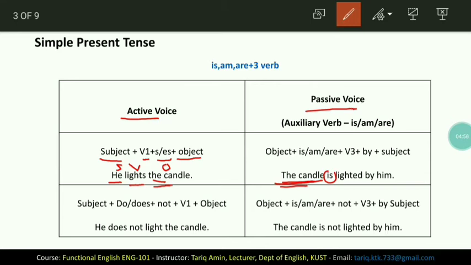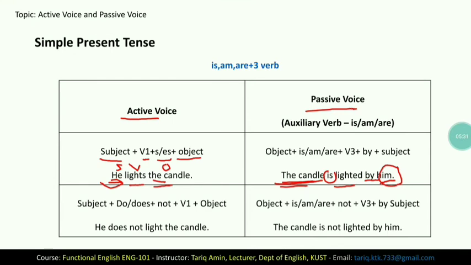And after that, the fourth step was to put the past participle form of the verb. Lighted is the past participle form of the verb light. Light is the first form, and lighted is the third form of the verb. The fifth step was to put the preposition by. And after that, change subject into object. He is subject, and we have changed it into object.